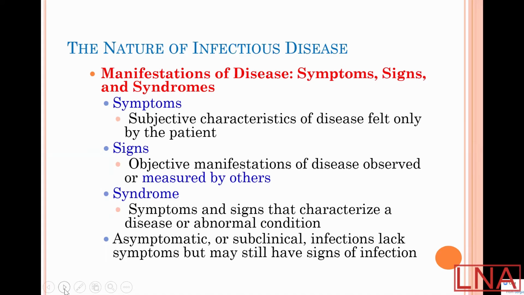Signs are objective manifestations of disease observed or measured by others. For example, high fever, we can measure it, or rash, we can also measure it, or for example, muscle contraction, we can also observe it. A syndrome is the symptoms and signs that characterize a disease or abnormal condition.